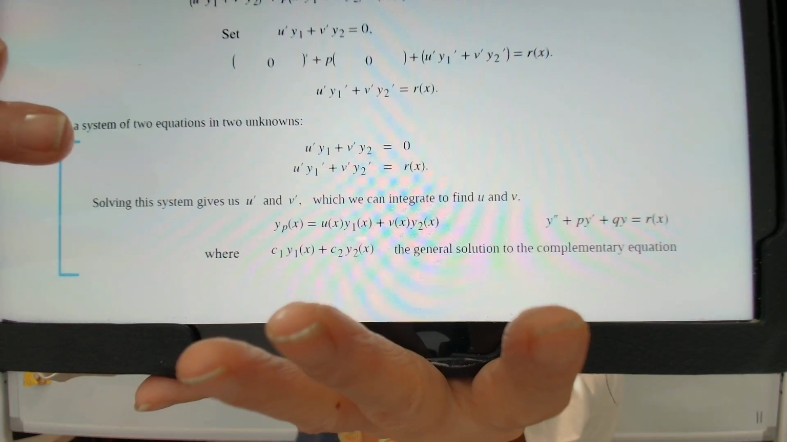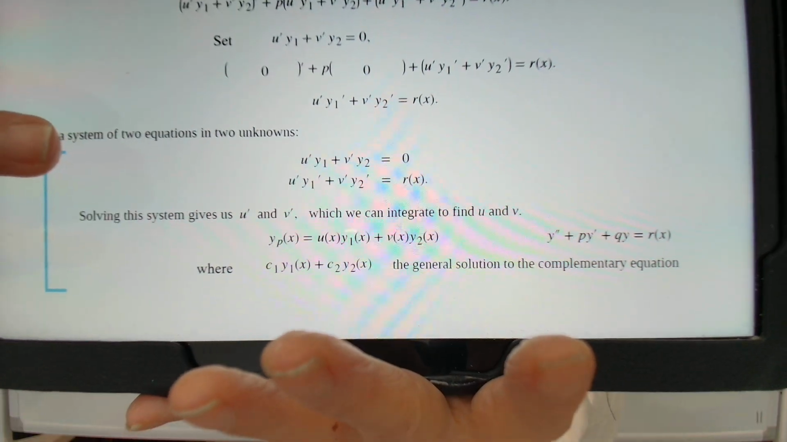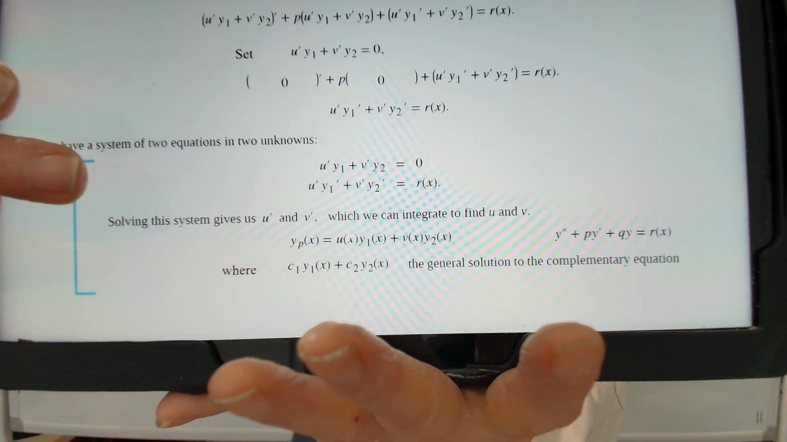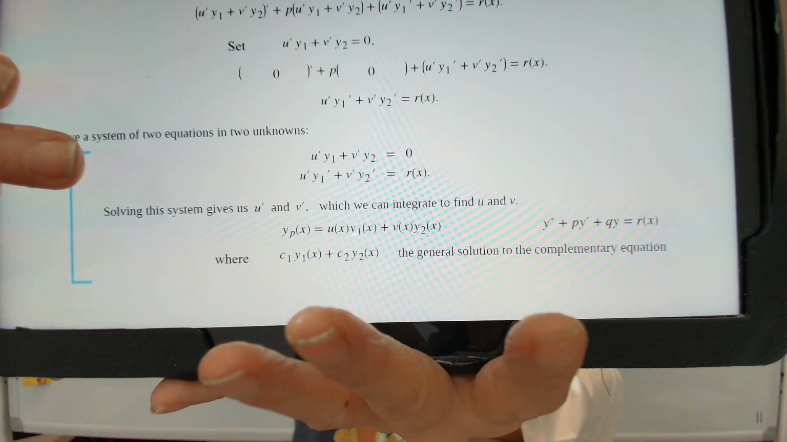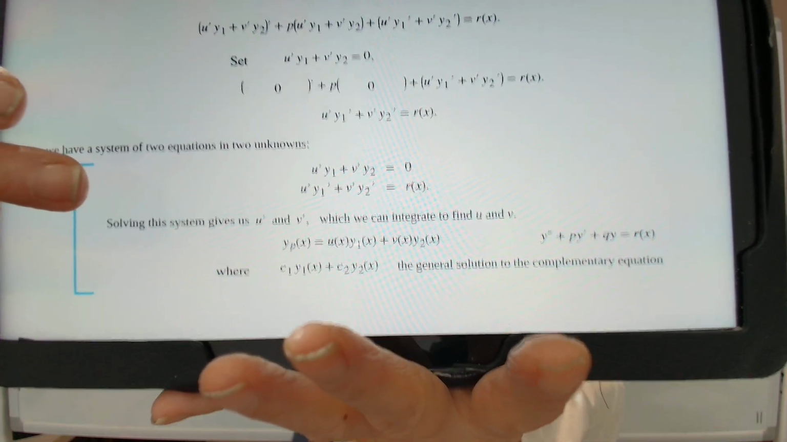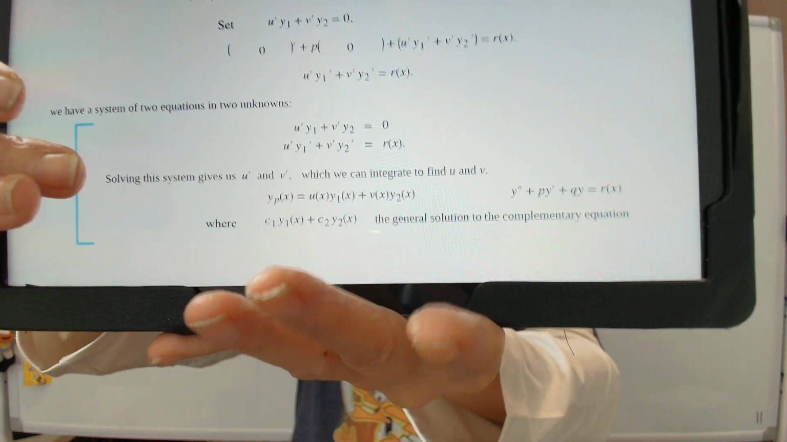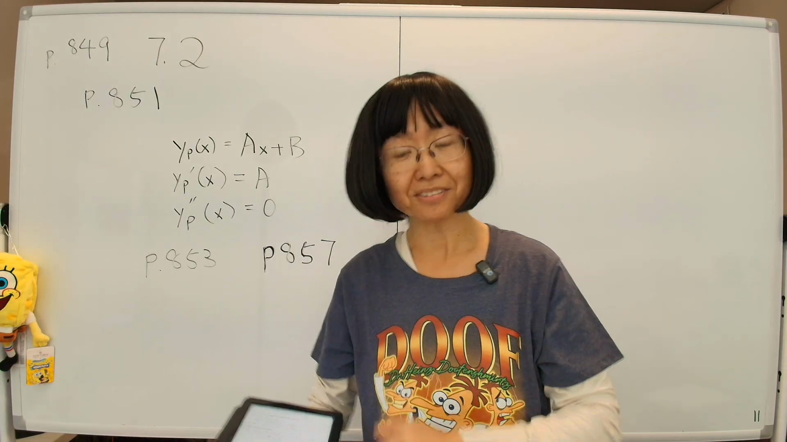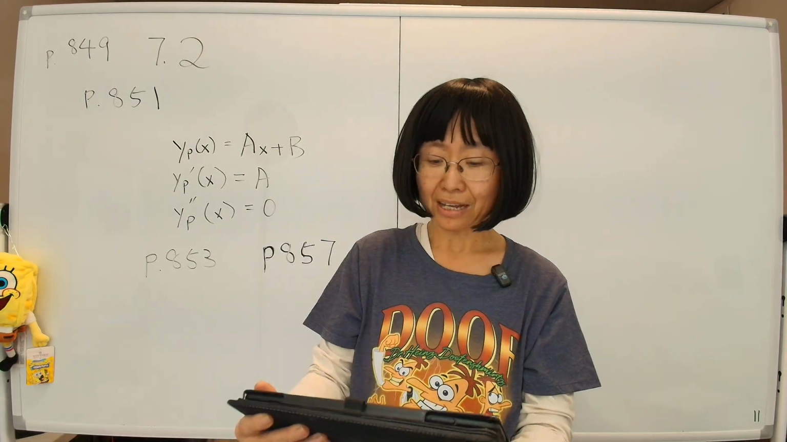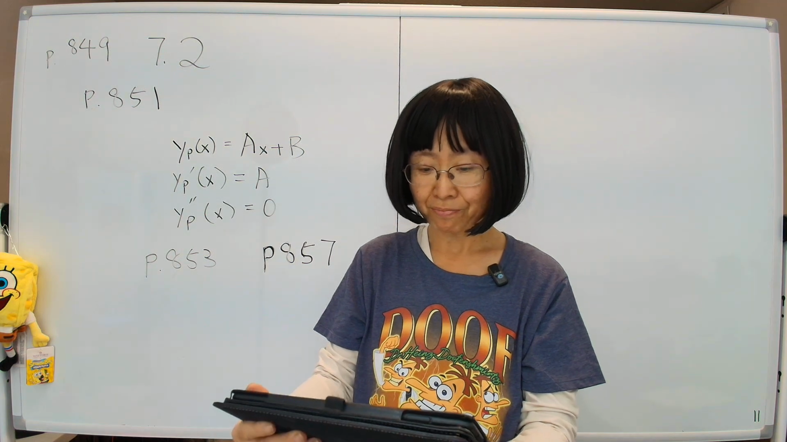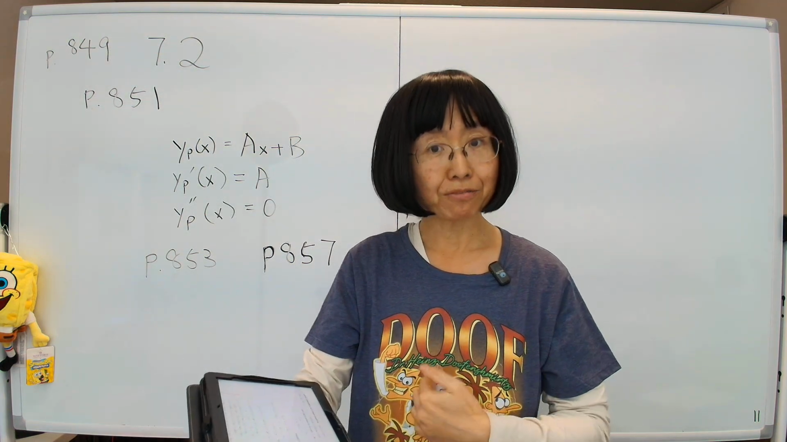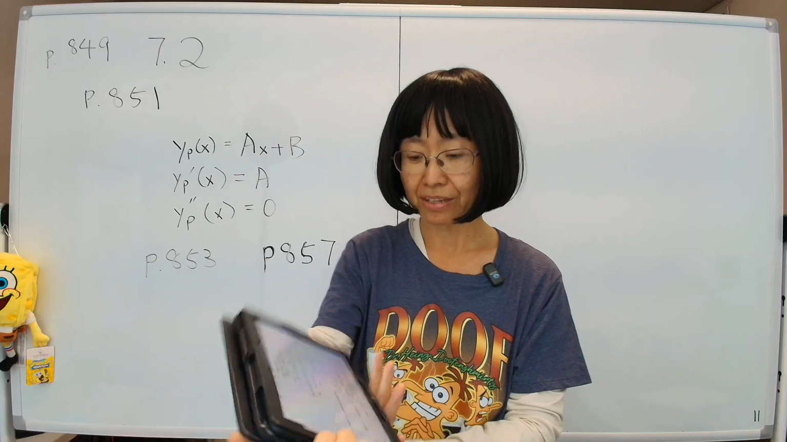They are both equations with u prime and v prime, and those are unknowns. We don't know what those are. But y1 and y2, we do know what they are. And r of x, we also know what that is, which means we can solve for it. This is two equations with two unknowns. So with that, we are able to solve for u prime and v prime, which are the derivatives, okay?